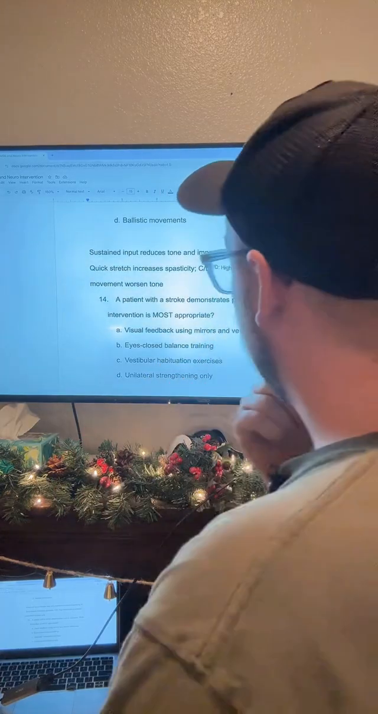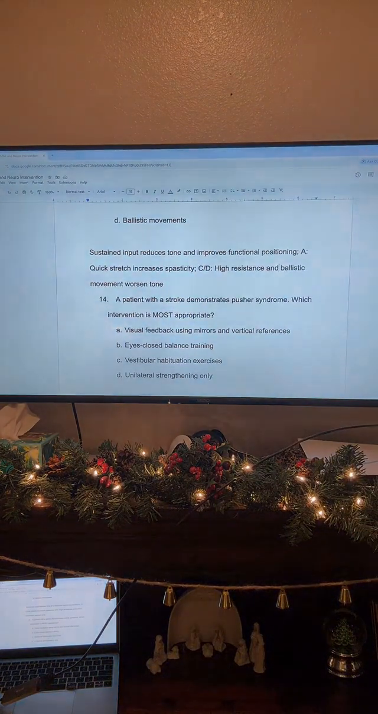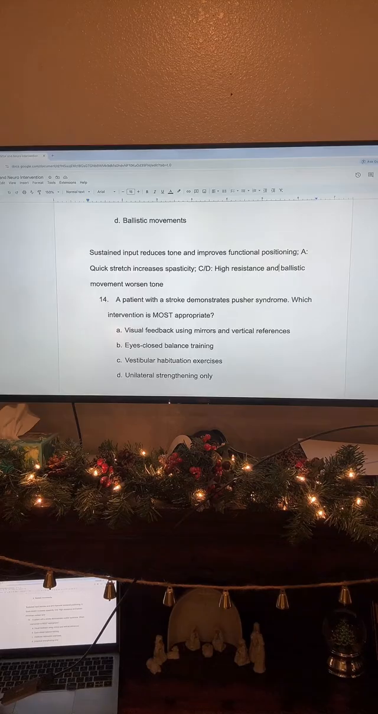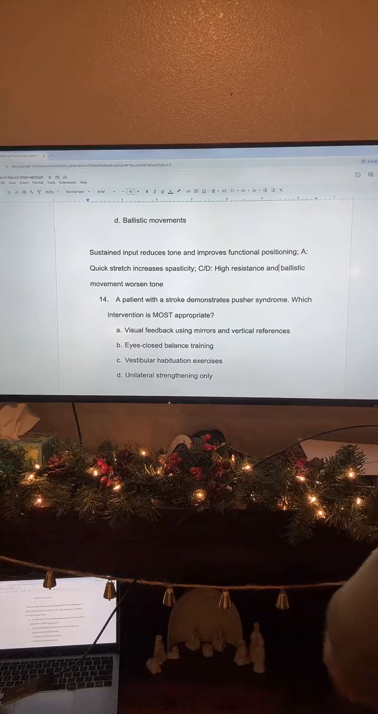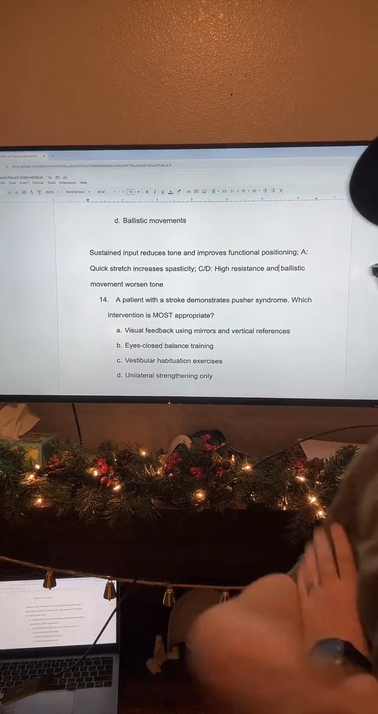So, okay, a patient with a stroke demonstrates pusher syndrome. Which intervention is most appropriate? A, visual feedback using mirrors and vertical references. B, eyes closed balance training. C, vestibular habituation exercises. Or D, unilateral strengthening only. Give you guys some time to answer that.